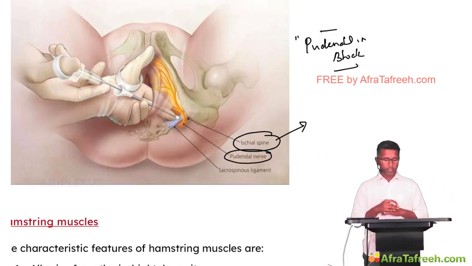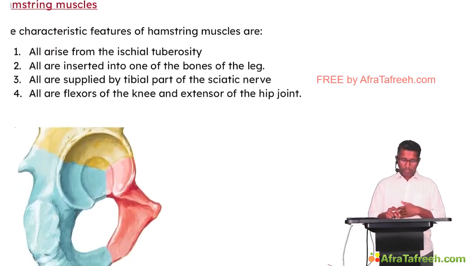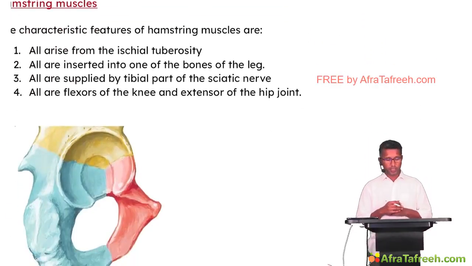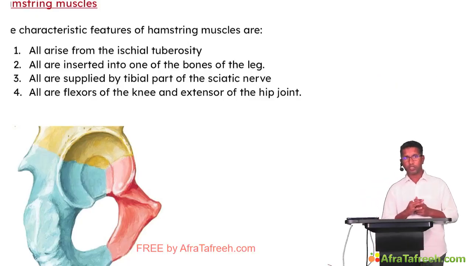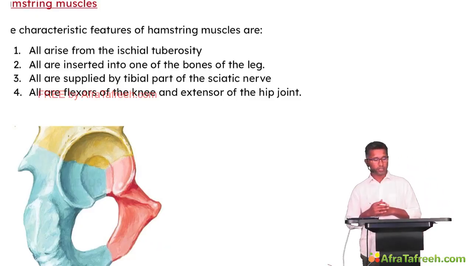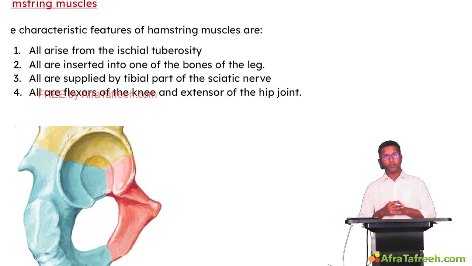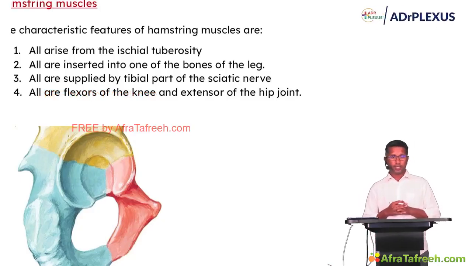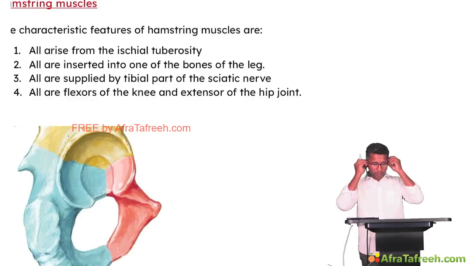So this is about the gluteal surface, okay. With this we will move to the next part of the thigh, that is the hamstring muscles. I hope you know what the hamstring muscles are. The muscles in the posterior region of the thigh are called the hamstring muscles. The nerve of the posterior compartment of the thigh is the sciatic nerve.